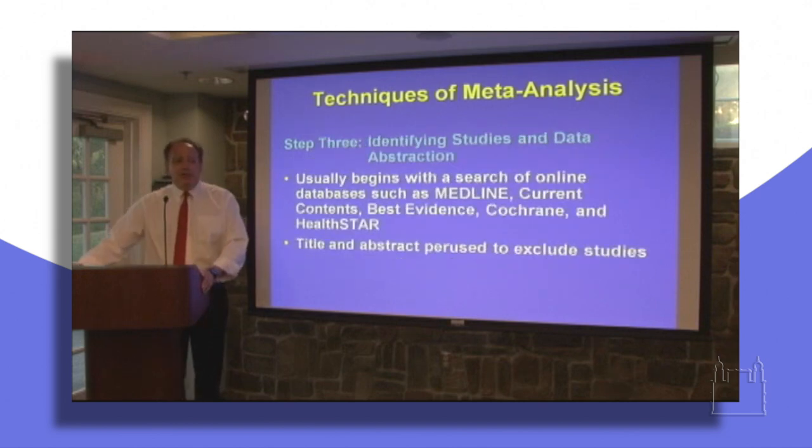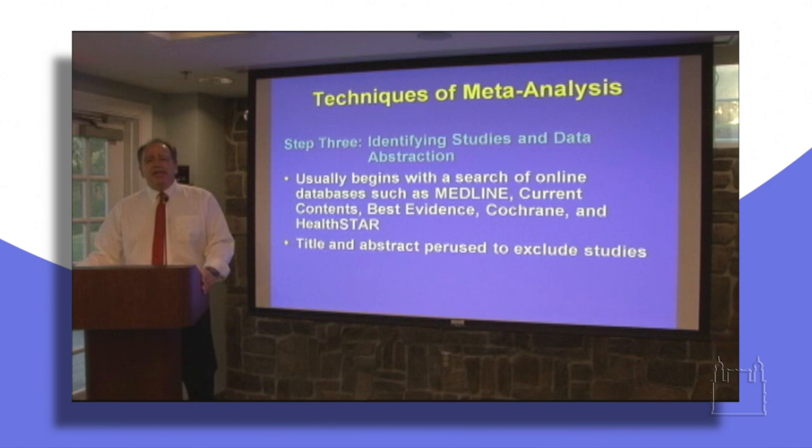Step three is identifying the studies and data abstraction. This usually begins with getting a librarian or some person who is very familiar with large data sets, and you do searches based on keywords, and you obtain all the studies which may be relevant to the question that you're asking. These usually result in large numbers of studies being obtained, and they often are in the thousands.